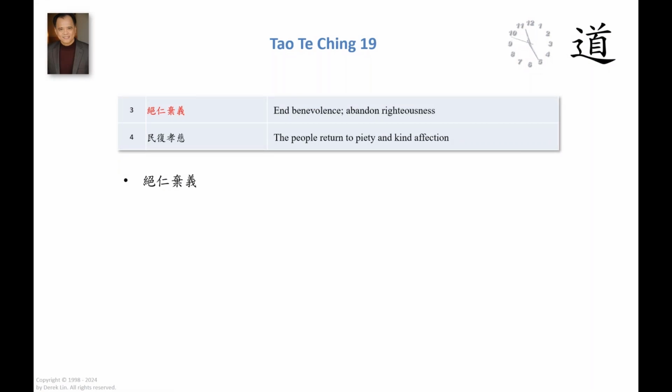Line 3 says, end benevolence, abandon righteousness. Now that you have seen how the thought process of Lao Tzu flows from 17 to 18 to 19, it won't be surprising to see that this line continues the thought from line 2 of 道德经 18.